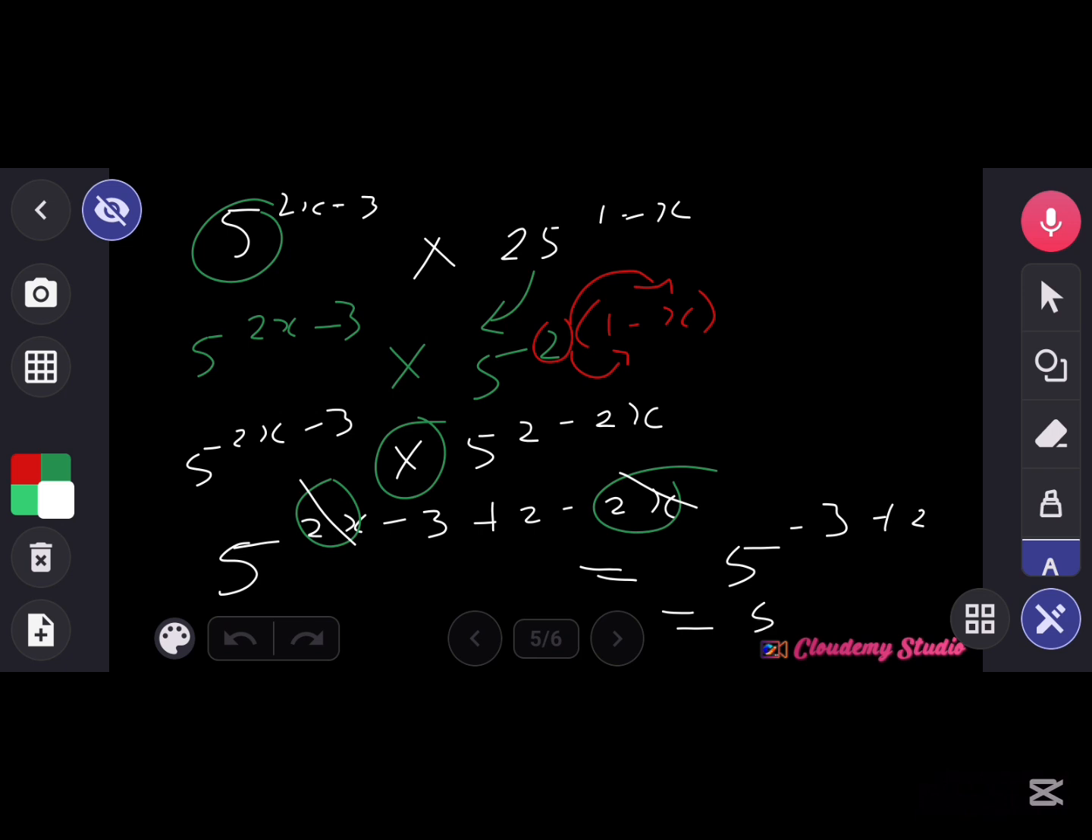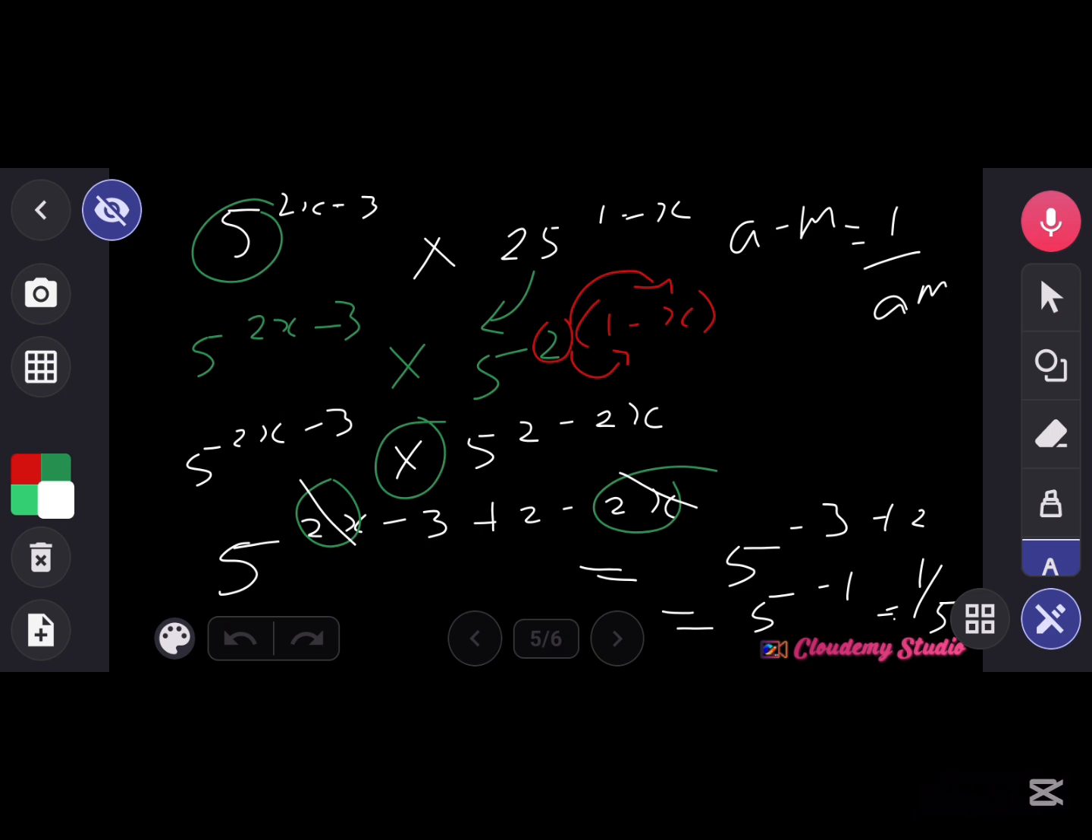Therefore, we have 5 raised power what? Minus 1. And remember that a raised power minus m equals to 1 over a^m, right? So 5 raised power minus 1 equals to what? Equals to 1 divided by what? 1 divided by 5, which means our answer is 1 divided by 5. That is our second question.